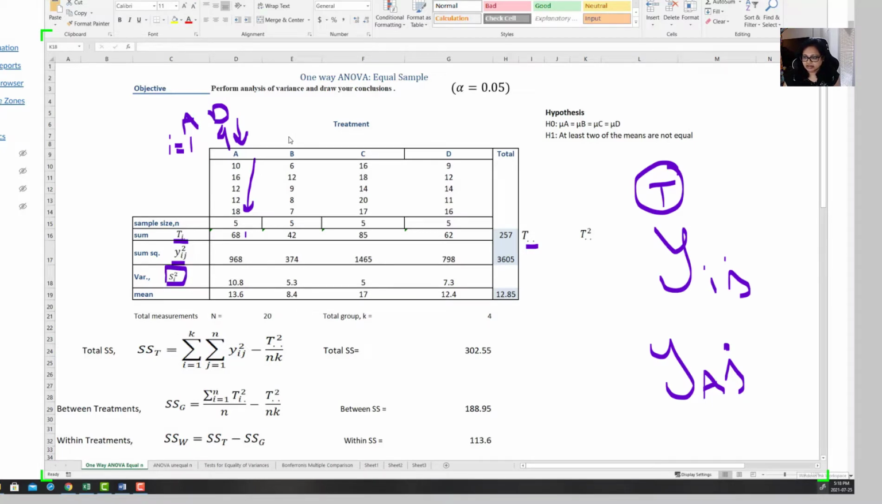That means in treatment A, B, C, D, I define them by i because we have 4 options there. The total sum for all these values, that's what I'm calling T dot dot, because I am including everything. If I was including only treatment A and all its values, then I would say T A dot or T 1 dot. But I'm actually including all, that's why I said T dot dot.